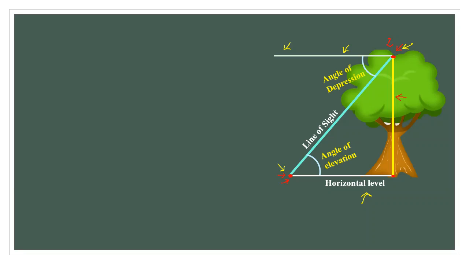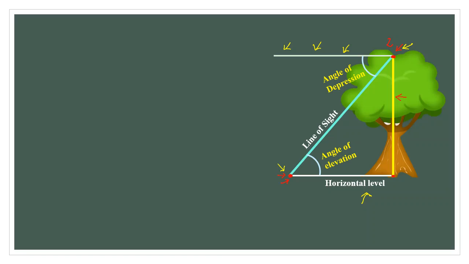When you are going down, you are being depressed. So that is why it is named angle of depression. And obviously the angle of elevation and angle of depression are alternate angles, and we have drawn this line segment parallel to the horizontal level, so they are equal.